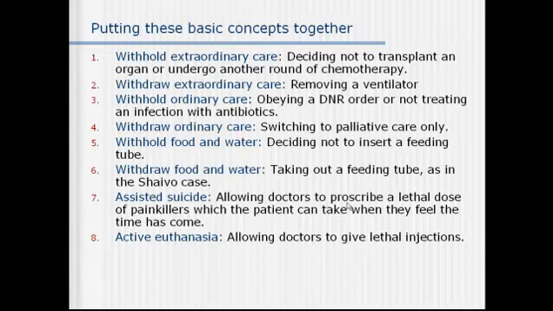This would be something like the Schiavo case. Notice that this is almost all the way to the point of assisted suicide. This is extremely active, philosophically, morally, psychologically. When you cross the line into genuine active euthanasia, you're talking about assisted suicide and full-blown active euthanasia. So assisted suicide would be things like allowing doctors to prescribe a lethal dose of painkillers, what they do in Oregon. And then full-blown active euthanasia is allowing doctors to give lethal injections.